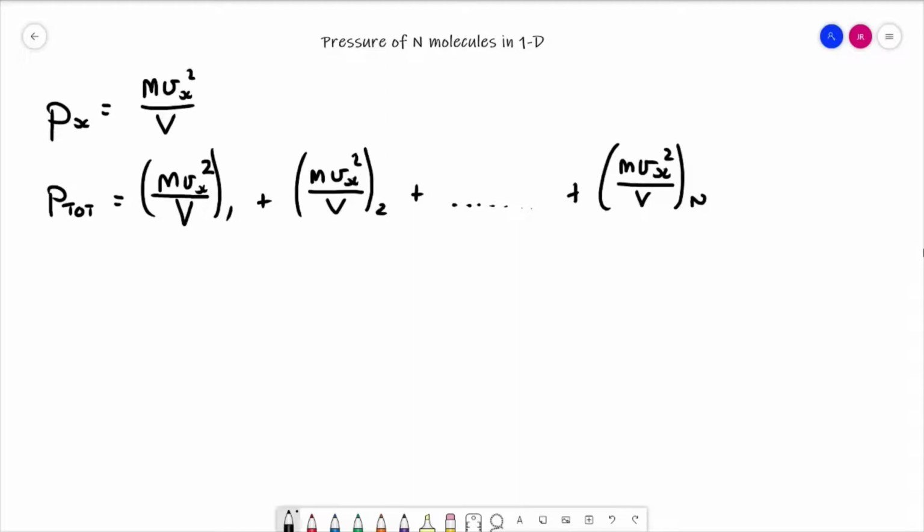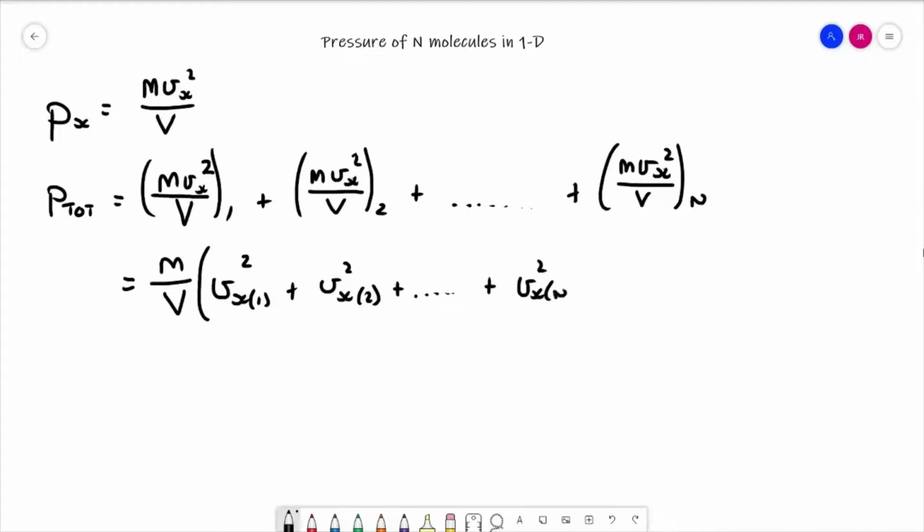Now, assuming that all the molecules in the gas are exactly the same, therefore have the same mass, we know that they're in the same container, so the volume is the same. And you can see that therefore every single term has got mass divided by volume, so we can factorise that out. So we end up with m over V, and then we just have Vx squared for molecule 1 plus Vx squared for molecule 2 all the way up to Vx squared for molecule n.